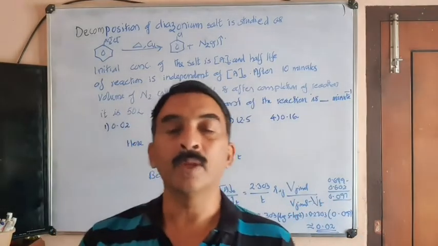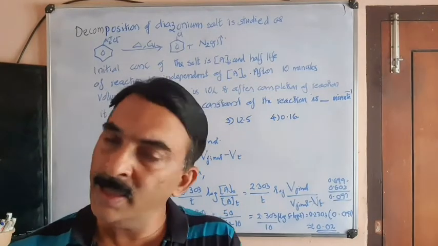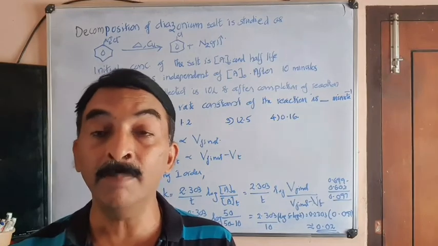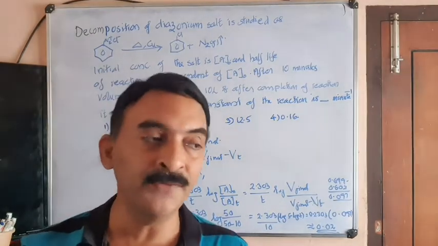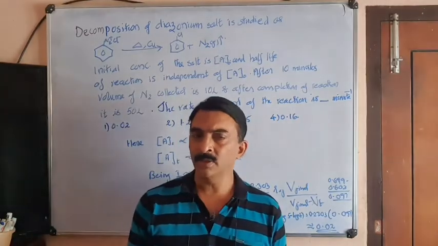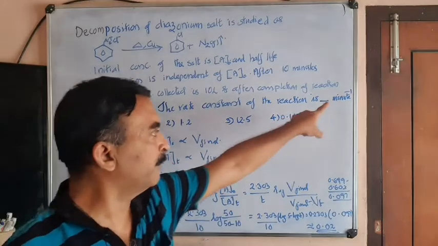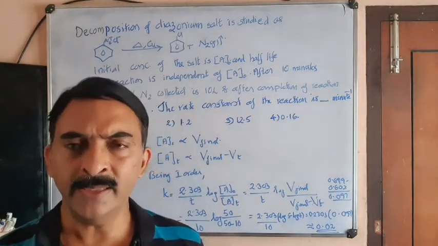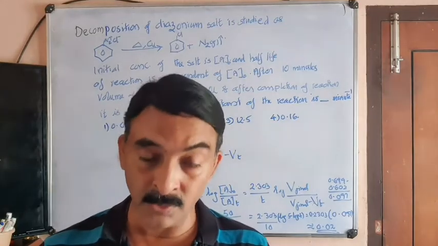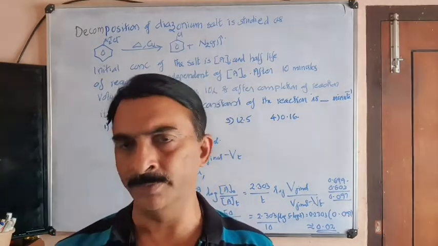See, in the question they have indirectly suggested that the reaction is first order, because it is said that the half-life is independent of initial concentration, which is the feature of a first order reaction. Not only that, from the given units of the answer, per minute, that is the rate constant unit for first order only. So we are sure that it is first order.